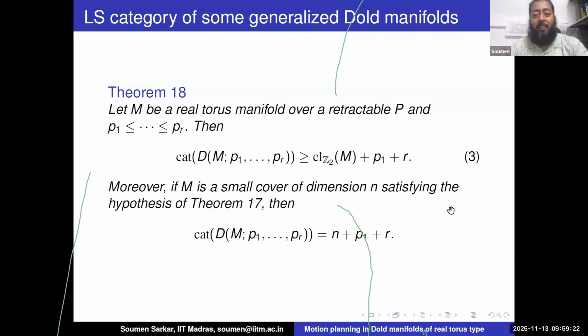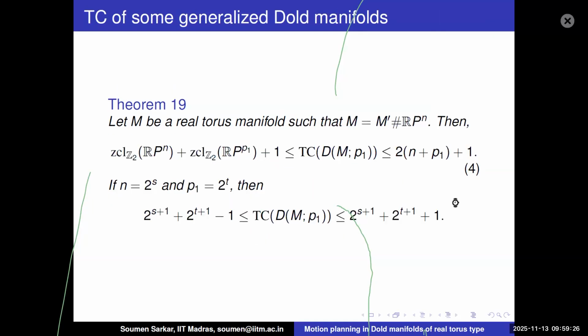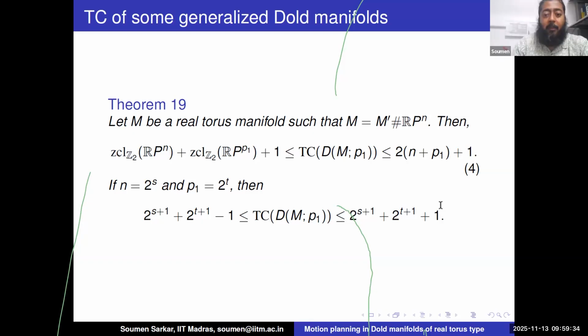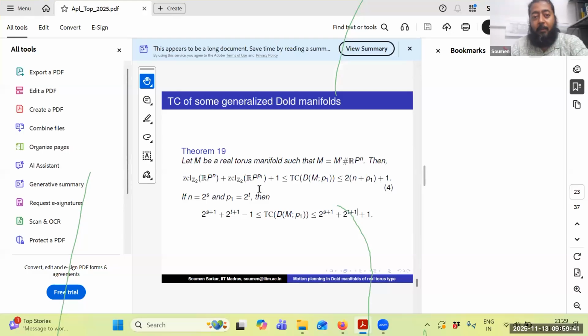So, Soumen, could I ask, what does retractable P mean on the previous slide? Why is it not going to the previous slide? Sorry, I just need to.